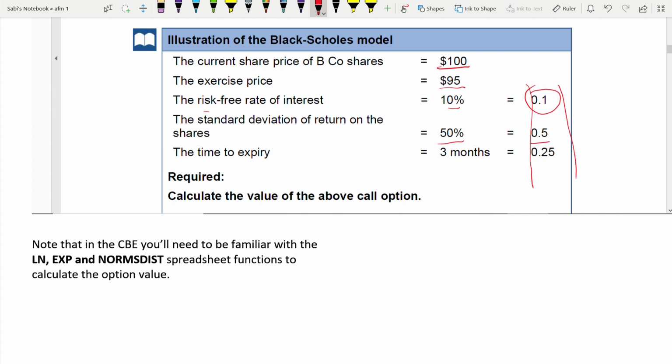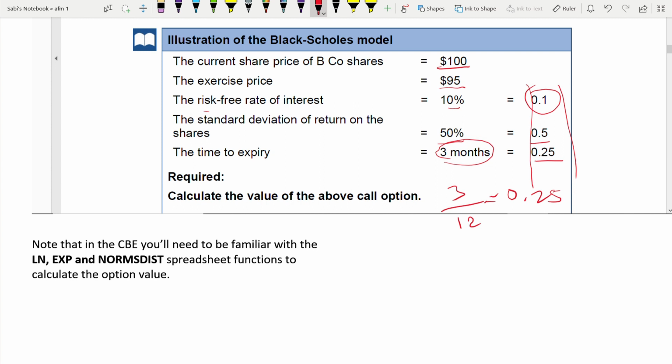And the time to expiry is 3 months. Sometimes they might give you years, sometimes they might give you months. Usually they give in months. So 3 months means you have to convert it into decimal. How do you take it? 3 over 12, which is 0.25, or 1 over 4. 1 over 4 means 0.25. Now you calculate the value of the above call option.